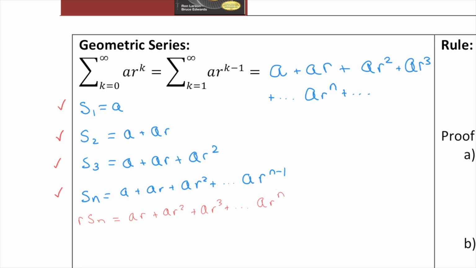Now we're going to combine these two terms, Sn minus r times Sn. Think about what's going to happen. We will have a, then the ar terms will cancel out, ar squared will cancel out, ar cubed is going to cancel out, and even ar to the n minus 1 will cancel out. What will not cancel out will be ar to the n, but we will have minus because that would be subtraction.